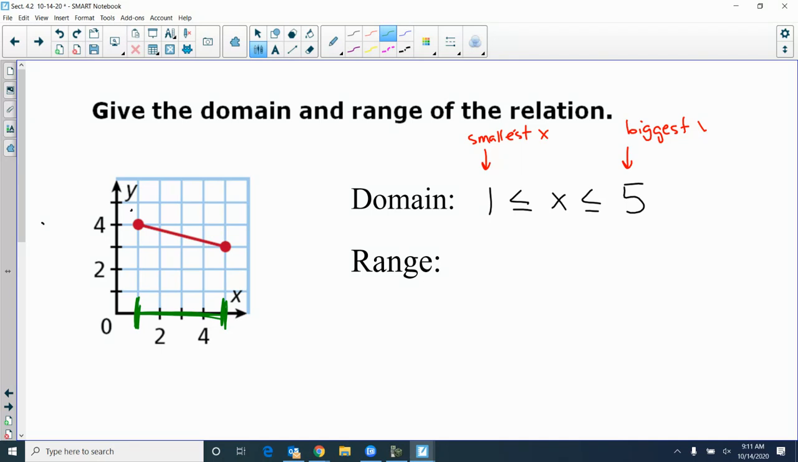3 is less than or equal to x, which is less than or equal to 4. He's right. Now here's the only difference though. Put y. Y is your range.